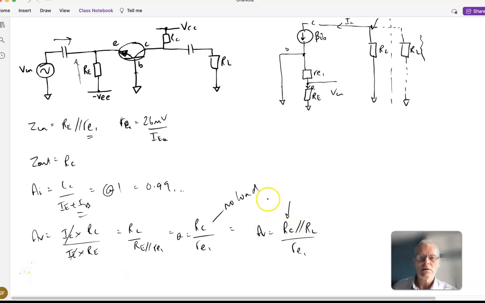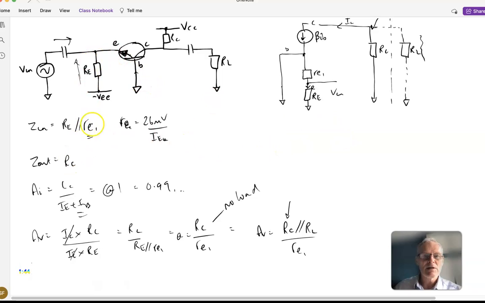And obviously we've also seen that the input impedance is going to tend, if we keep this quiescent current and 26 millivolt combination such that the little RE1 is small, then we can get some quite good voltage gain, no current gain, but a good voltage gain from a low impedance source to a high impedance load, which is a pretty good use for this particular amplifier.